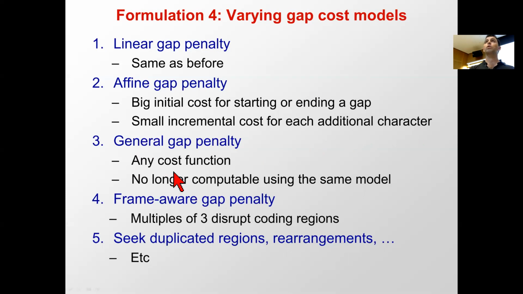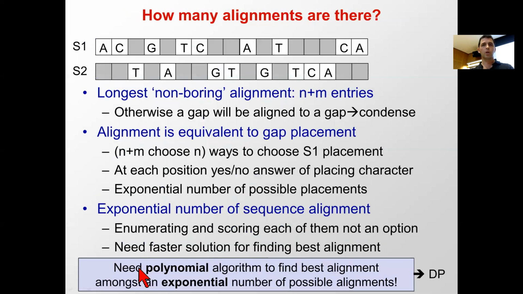You could also have a general gap penalty function, but that's no longer computable in the same runtime. And you could also have a frame-aware gap penalty, where multiples of 3 that disrupt coding regions much less are penalized less within coding regions, and so on and so forth. You could also seek duplicated regions, rearrangements, and we're going to learn about that on Thursday.